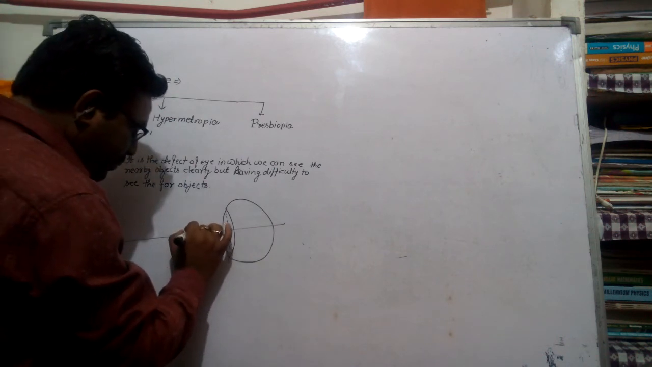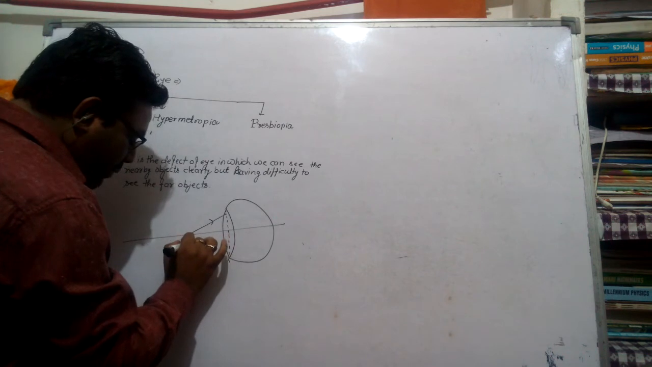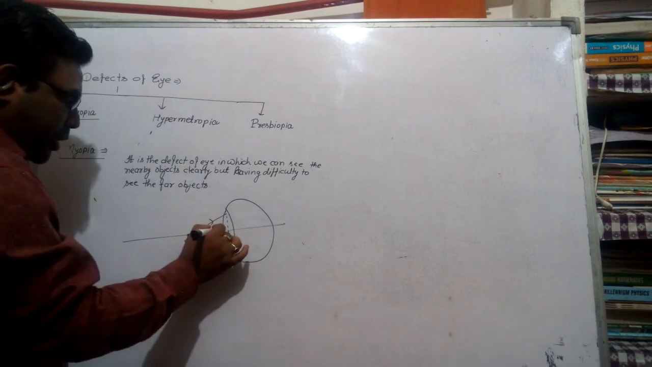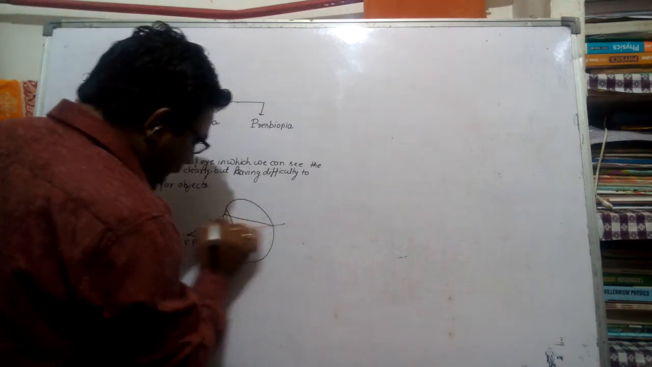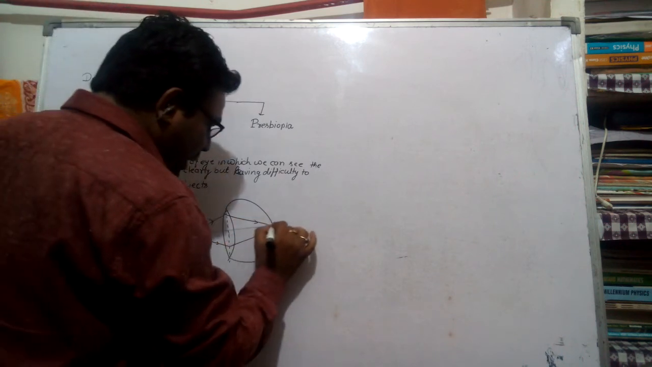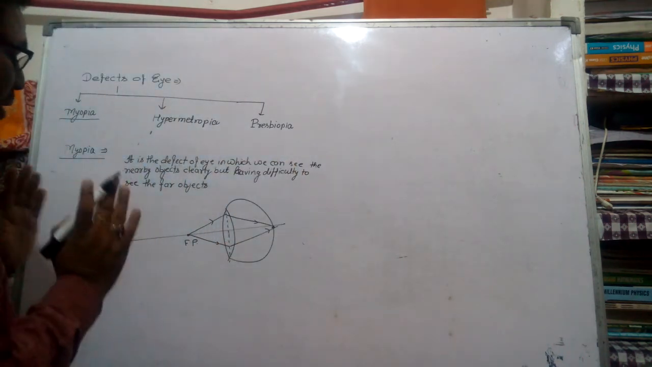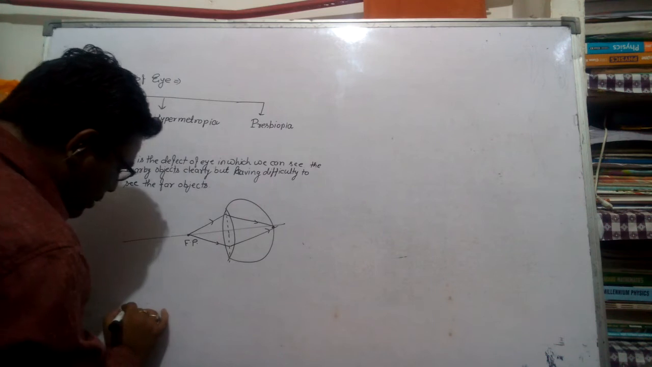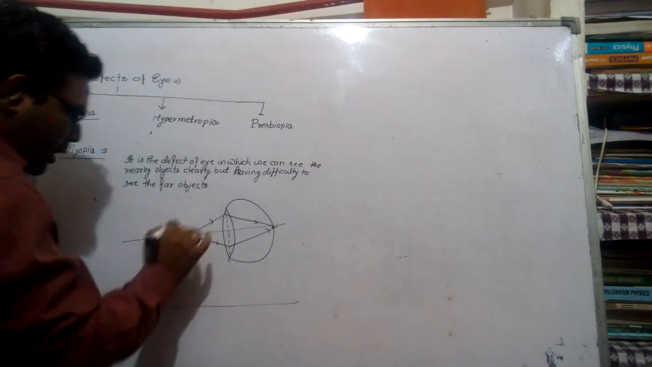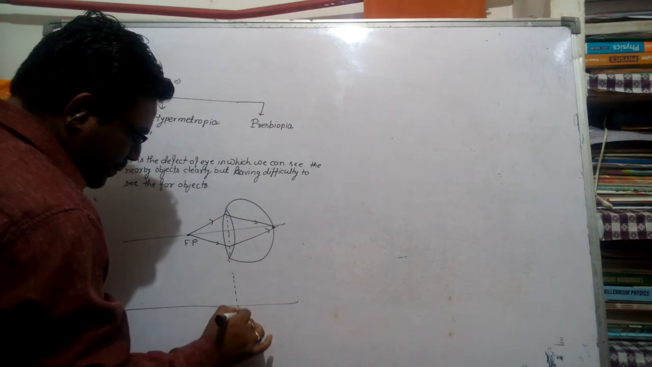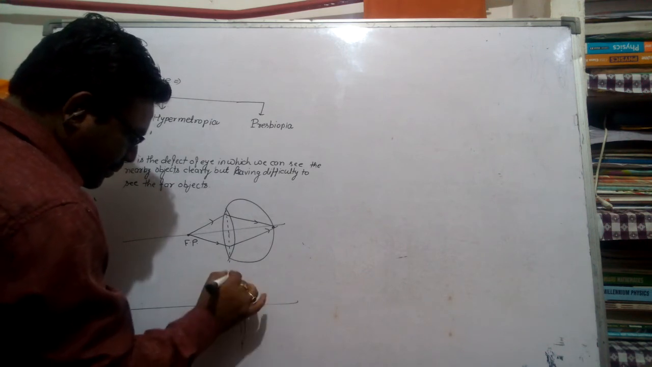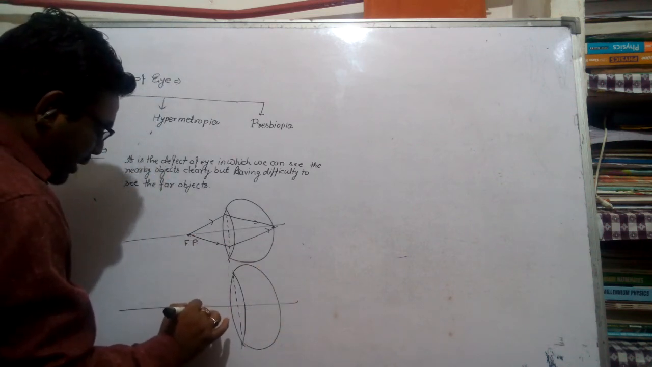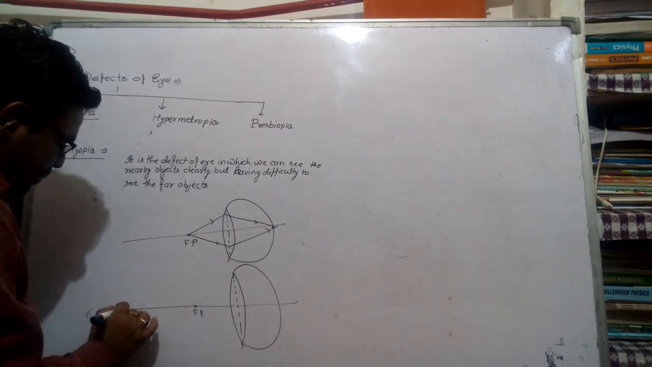Object is placed here. This is the far point beta. We assume this is the far point. Object is placed at this point, the far point. Image is seen clearly at this retina. But now the object is placed at infinity or any other point. Suppose the second ray will pass through infinity. Here is the far point, but the object is placed here.